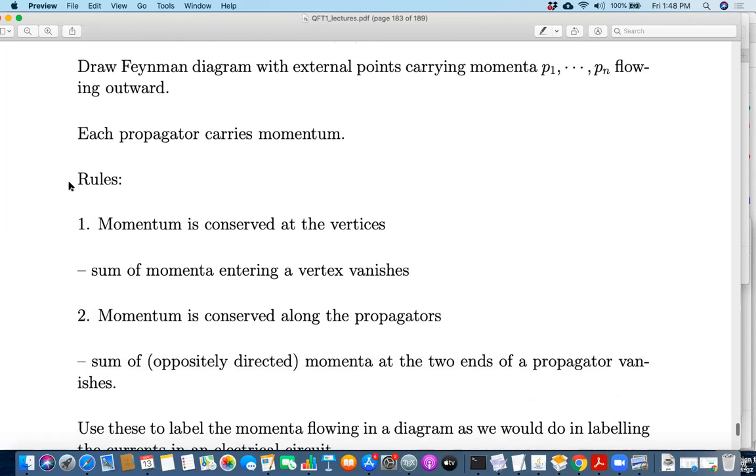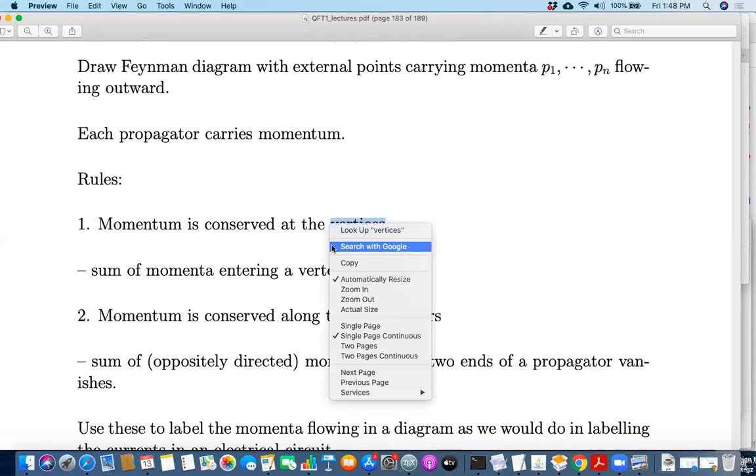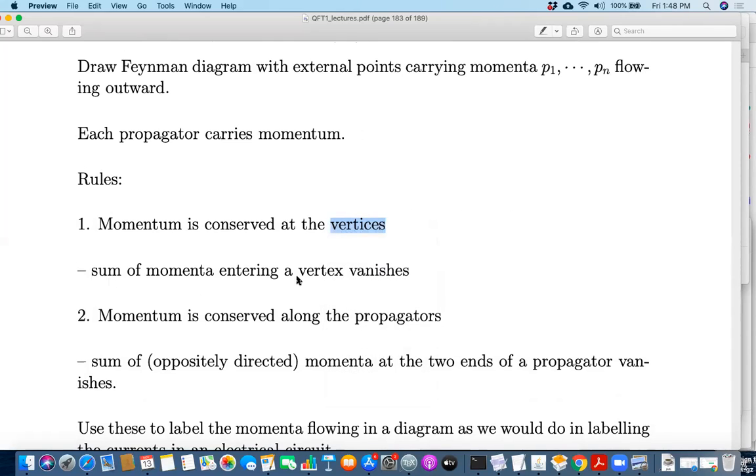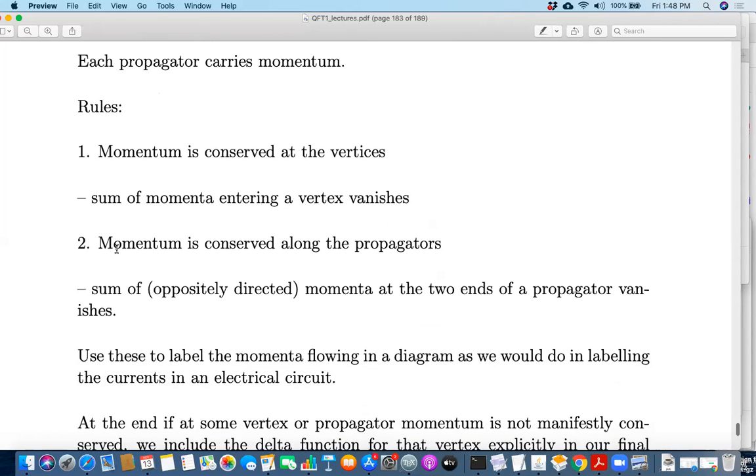Now the rules that we used: the momentum is conserved at the vertices, which means that the sum of the momenta entering a vertex vanishes. So you will simplify the momentum labeling using this rule. The second rule is that the momentum is conserved along the propagators, which means that the sum of the oppositely directed momenta at the two ends of a propagator vanishes. So if the propagator carries momentum p at one end, it should carry momentum minus p at the other end.